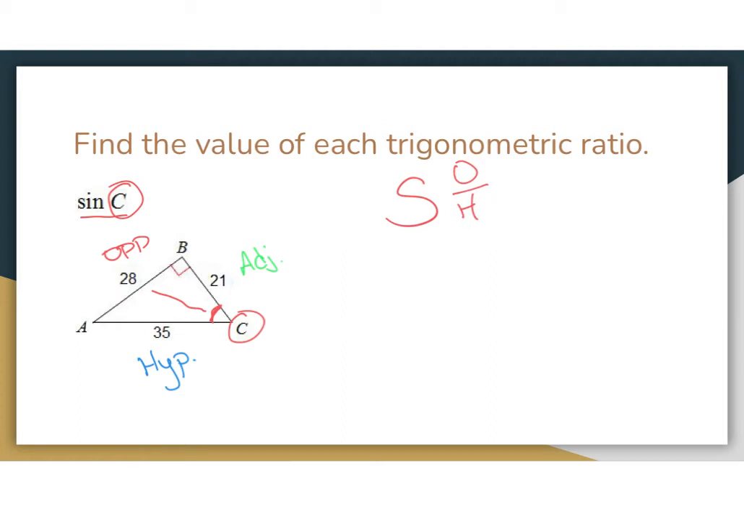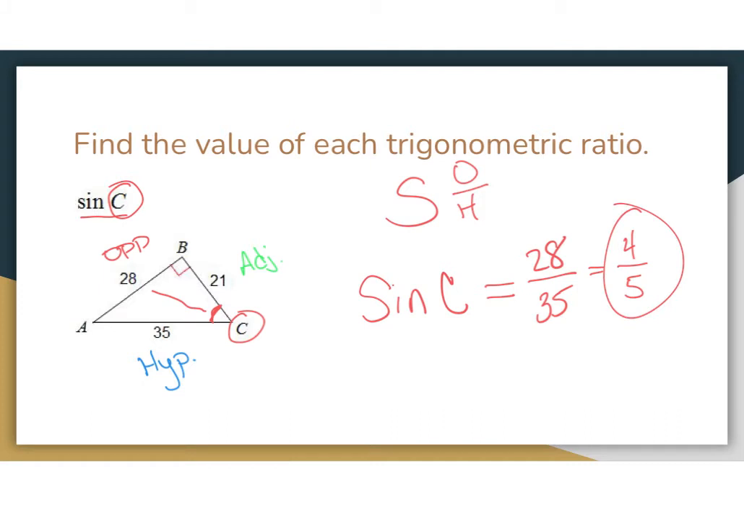So I'm going to fill in the information. Sine of angle C, because that's what we're talking about, is going to equal the opposite side, which is 28, over the hypotenuse, which is 35. And once you have your ratio, you want to simplify. You don't want to leave these large numbers. When I simplify 28 divided by 35, I get the fraction 4 over 5. That would be my answer, or my trigonometric ratio.